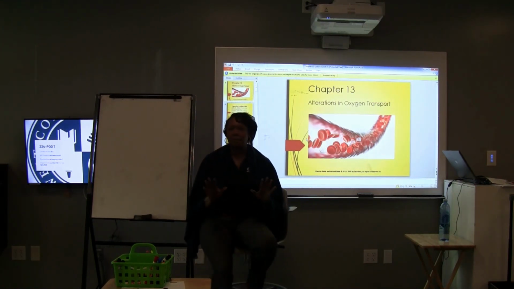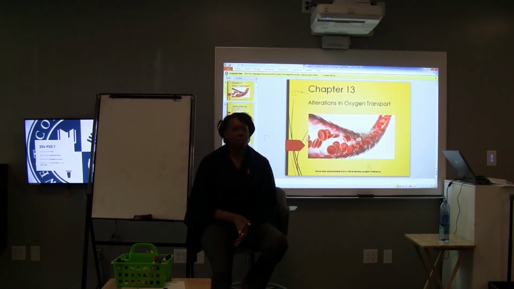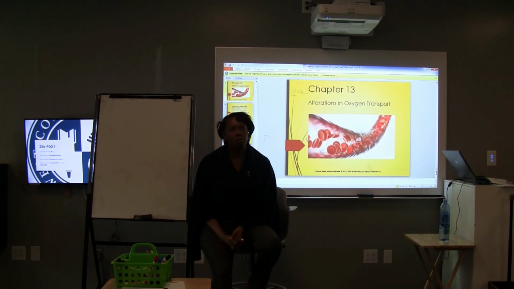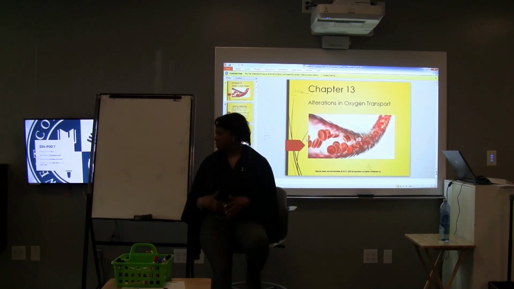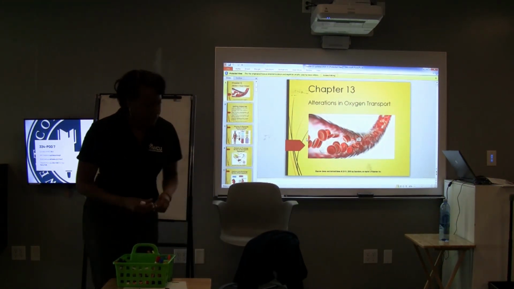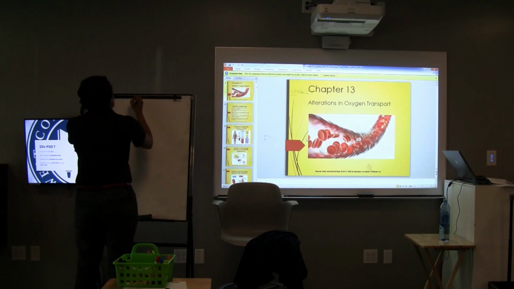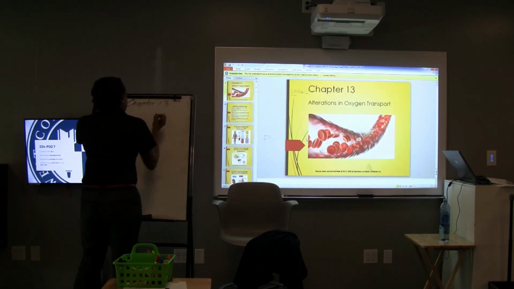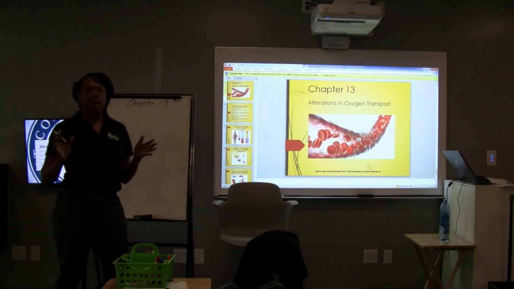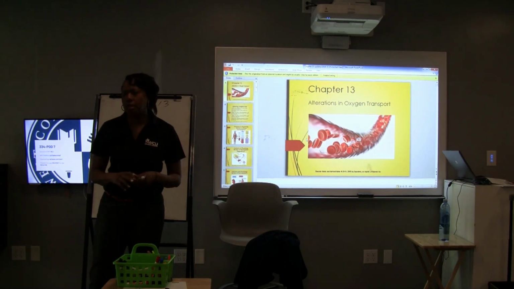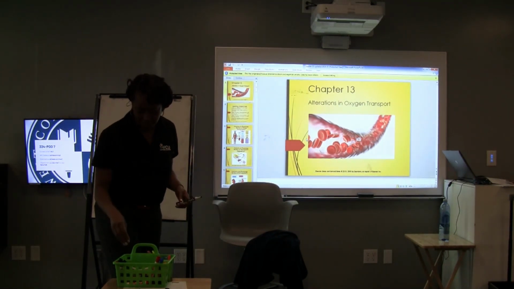So anyway, chapter 13, this chapter focuses on anemias, and just a good way, and I'll try to write this on the board, to make it easier for you, or at least the categories. Chapter 13 really can be divided into acquired and congenital.